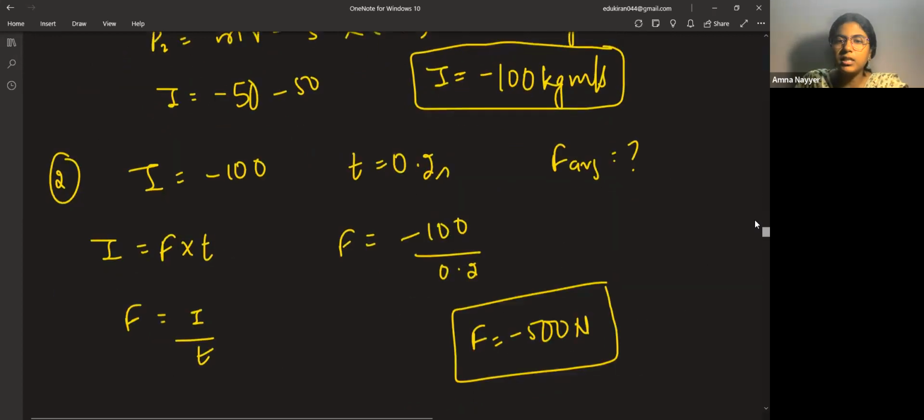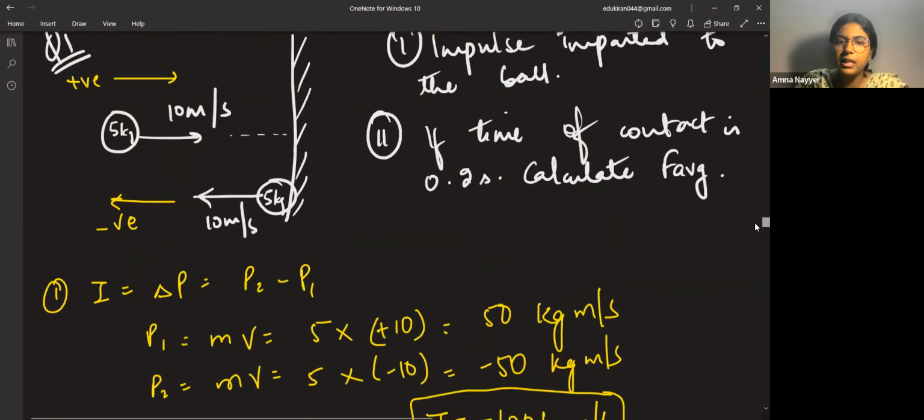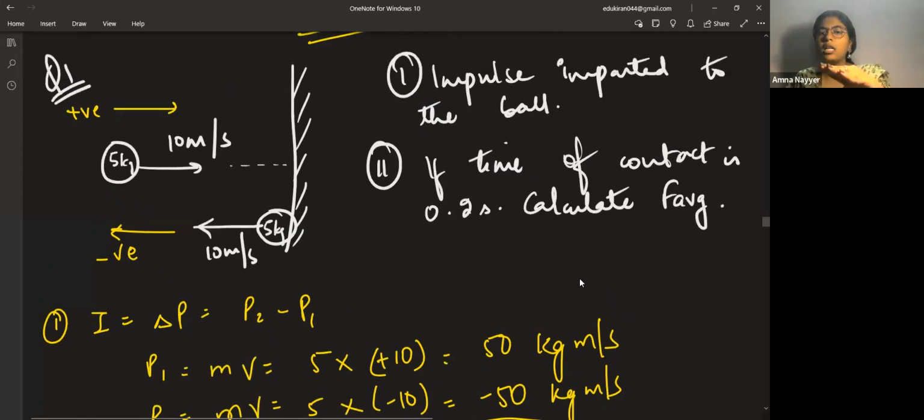One more question we'll do. This was just straight, horizontal. If an angle is there, how we will handle the question, that we'll just see. Then we'll move on to the new topic.